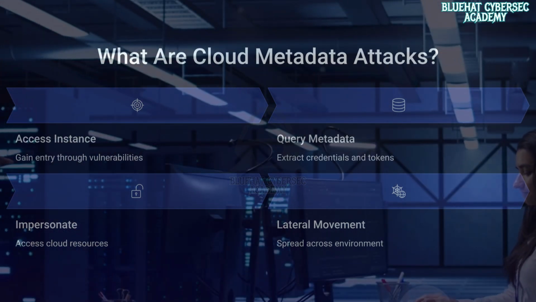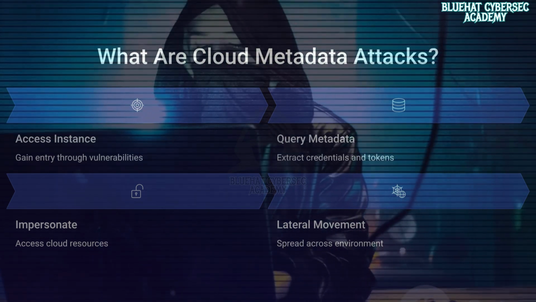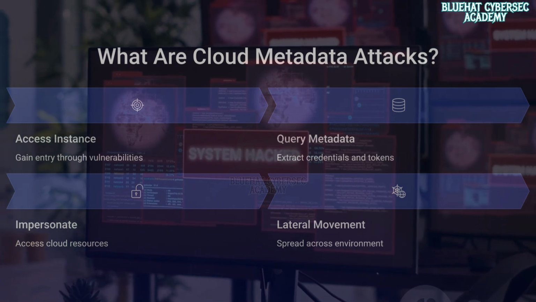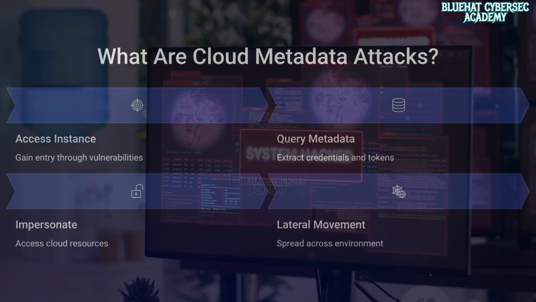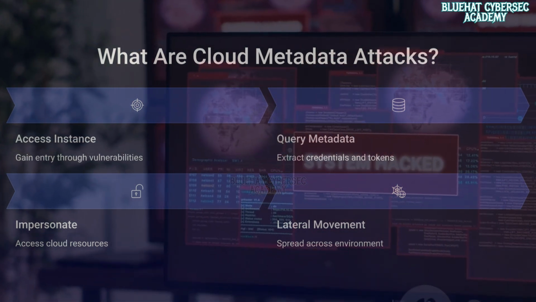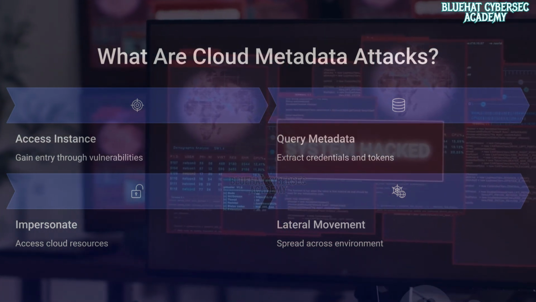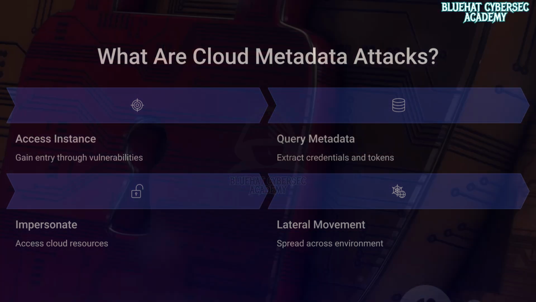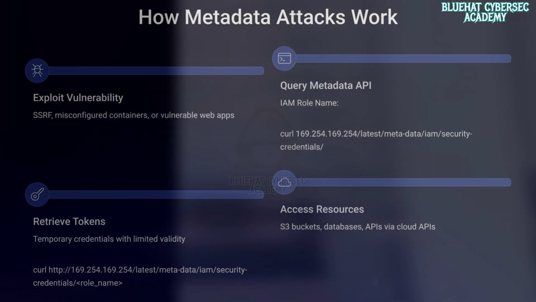So, what exactly is a cloud metadata attack? Essentially, it happens when an attacker gains access to your instance and queries this metadata endpoint. They're after sensitive credentials, things like AWS IAM role tokens, Azure Managed Identity tokens, or GCP Service Account tokens. Once an attacker has these tokens, they can impersonate your instance or container, access cloud resources like S3 buckets, databases, and APIs, and even move laterally across your cloud environment. Put simply, it's like handing over the keys to your kingdom without asking for a password.